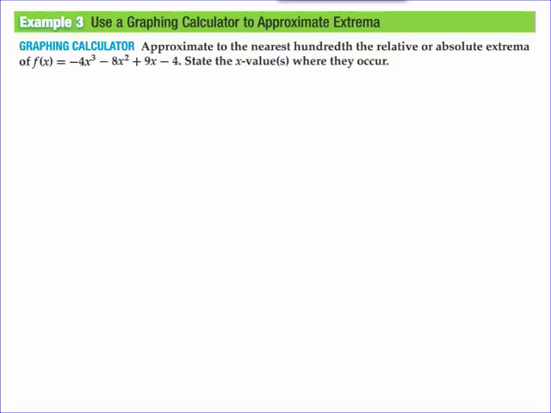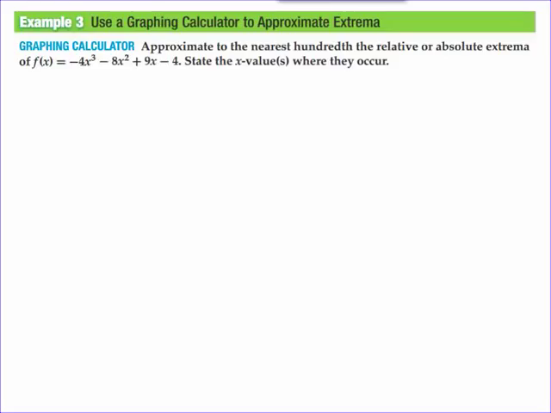Okay, so now look at what it says: approximate to the nearest hundredth the relative extreme or absolute extreme. So notice it said relative or absolute. I told you we're just going to find maxes and mins of f of x equals negative 4x cubed minus 8x squared plus 9x minus 4. State the x values of where they occur. So now instead of having a graph to look at, you're going to have to graph it on your own and then determine what in fact the solutions are.